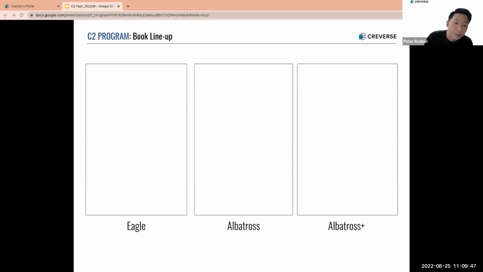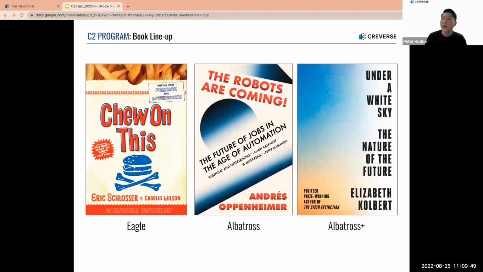Okay. For the C2, each level will have one book that you will use. So these are the three books, okay? Chew on This is a pretty old one that we've used several times. Here, The Robots Are Coming, as well as Under a White Sky. These are pretty new, okay?